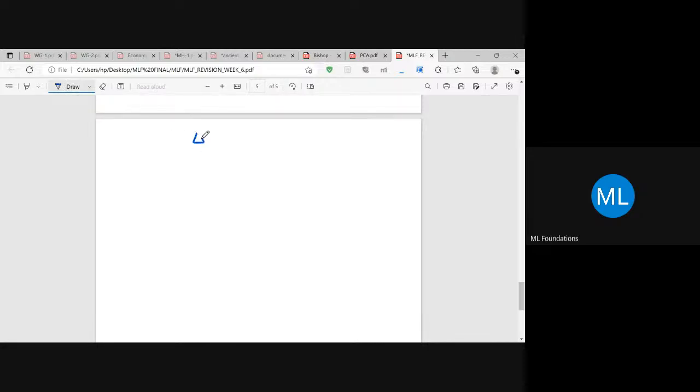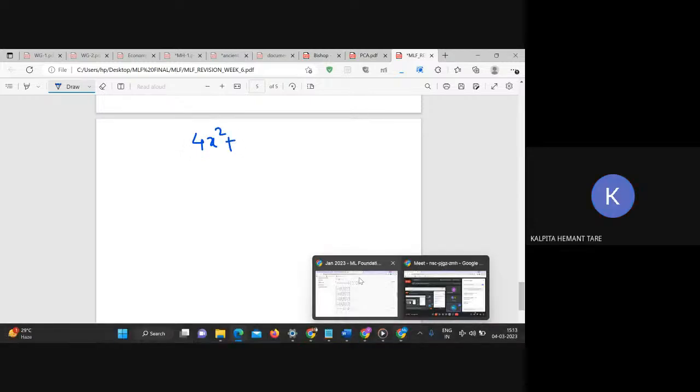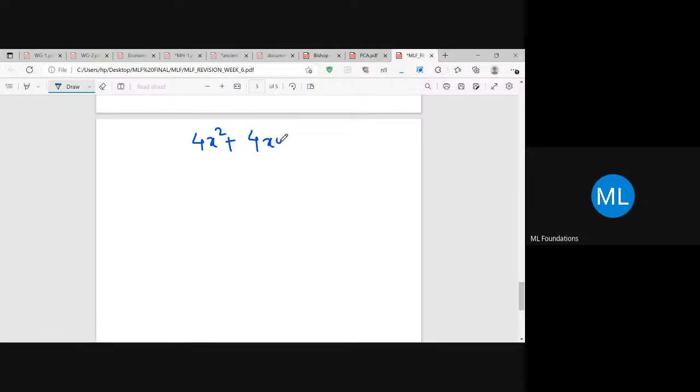So what is the function? 4x square plus 4xy plus 2y square, right? So what you can do is you can get the exact same matrices after comparing. Okay, that's good. So there would be some questions where you need to compare and then get the given matrix. Okay, that's one method.